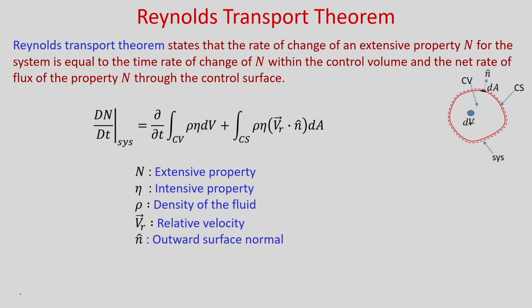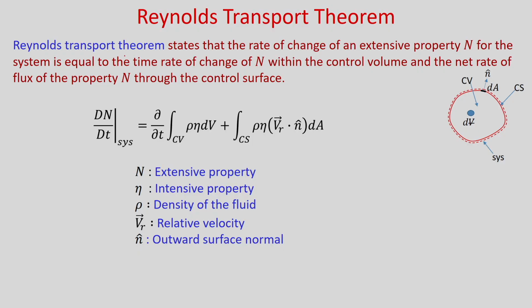So, we can relate this system approach and the control volume approach through the Reynolds transport theorem. What does it state? Reynolds transport theorem states that the rate of change of an extensive property N for the system is equal to the time rate of change of N within the control volume plus the net rate of flux of the property N through the control surface. So, we are considering this as a system, and this is the control volume, and this is the surface through which the flow will come in and go out.